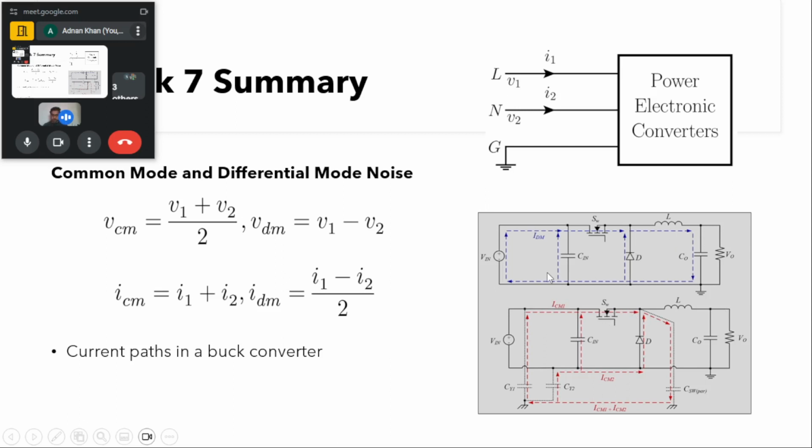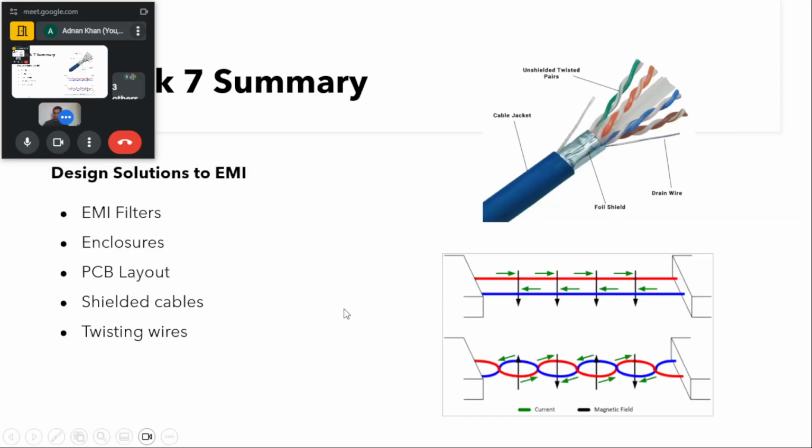We want to minimize these switching loops so that they are as small as possible, so that our parasitics are reduced, which in turn will reduce the EMIs. So PCB layout plays a very vital role in this, which we'll see in the subsequent week about PCB design, how it is done and so forth. But you can see that the PCB design is to be done in the proper way.